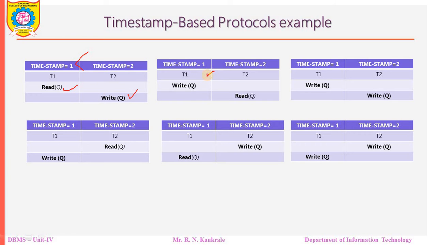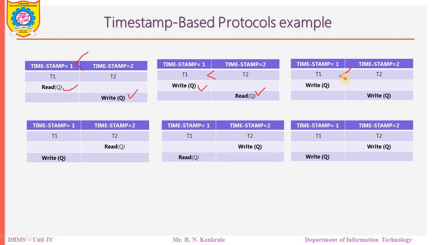Similarly, in this case also, if T1 has updated the value of Q and T1 has come before T2 in the system, that means T1 will commit first, or execute first, before T2. There is no chance of failure or rollback for T2. T2 can read the value of Q. It is allowed. Similarly, the write conflict.